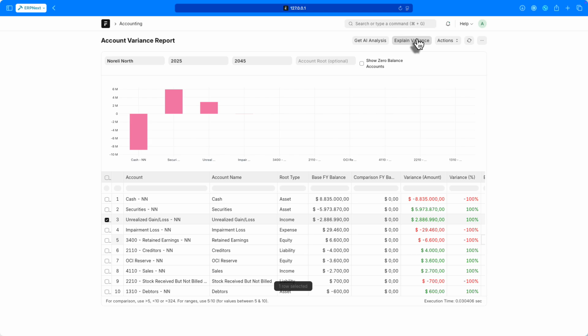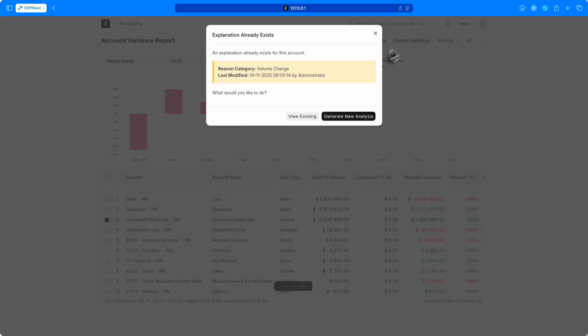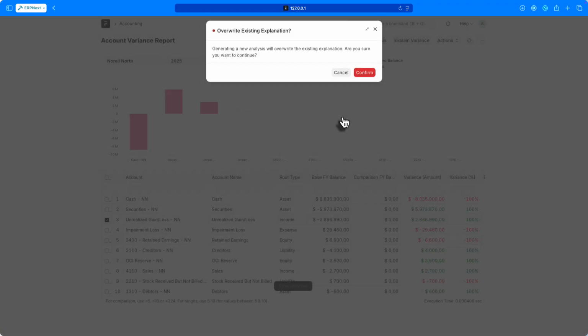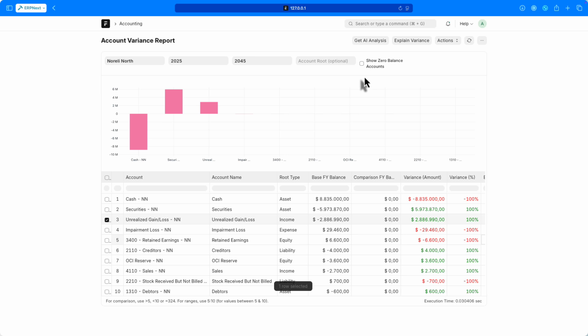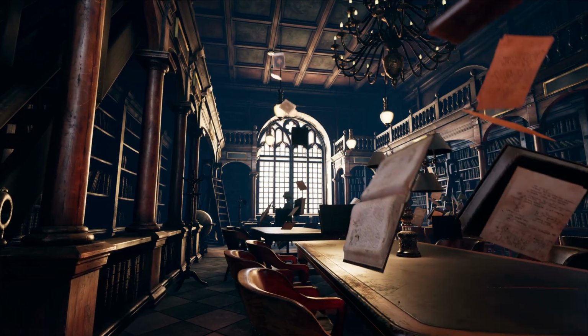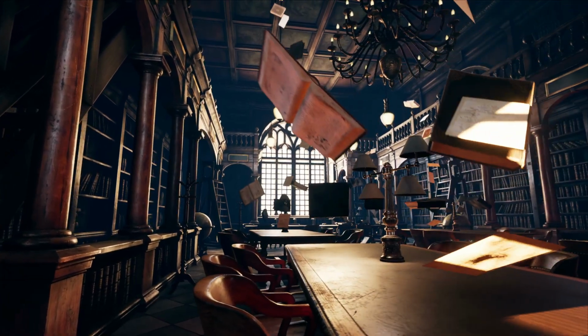But here's where it gets really interesting. Step 3, you click on a specific account. Let's say variance explanation for unrealized gain/loss. You want to know why. Not a summary. A deep dive. You hit Explain Variance. And now the magic happens.